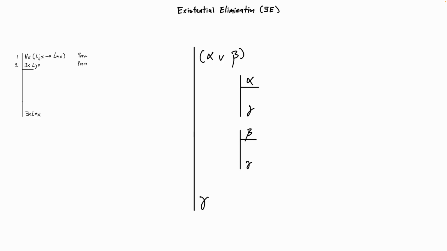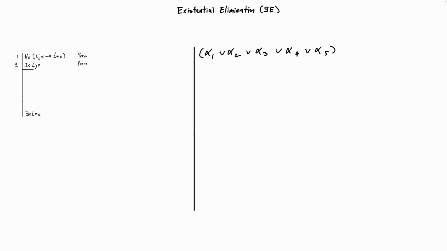Now, note that that same form of reasoning would work even if there were more than two options, as long as each option still led to the conclusion gamma. For instance, if you start with a disjunction of 5 different options, so at least one of the 5 options, alpha 1 through alpha 5, must hold, and you show that each of those 5 options would lead to the conclusion gamma, then you could conclude that gamma must hold.